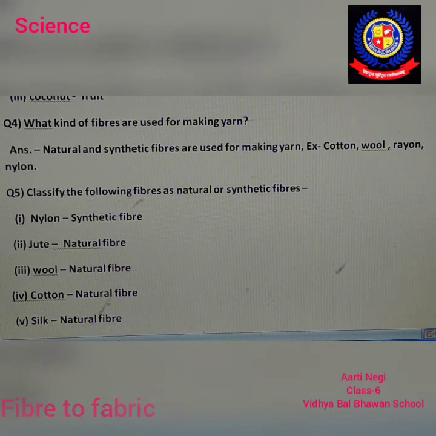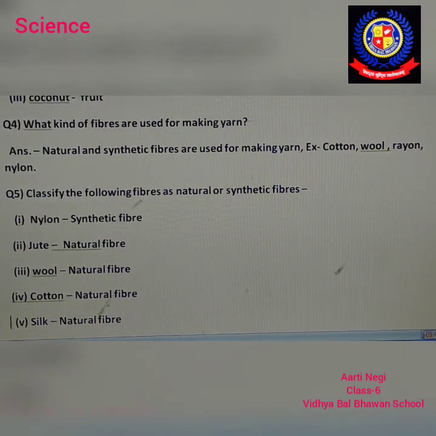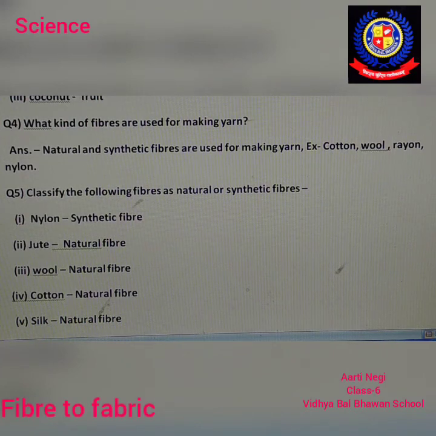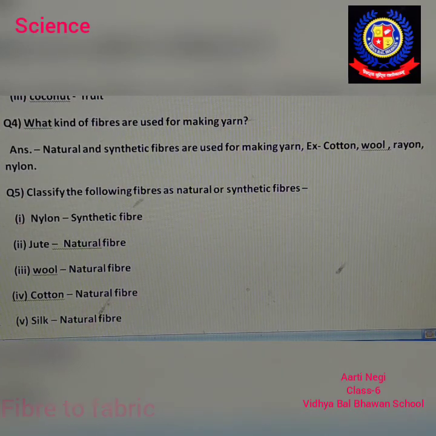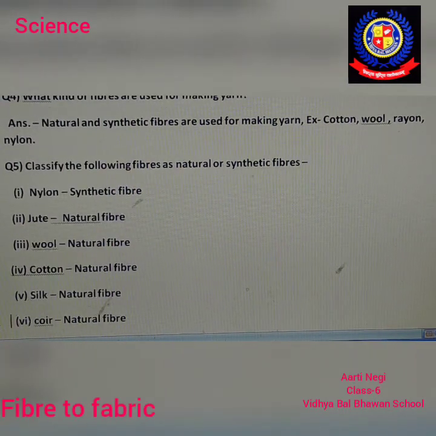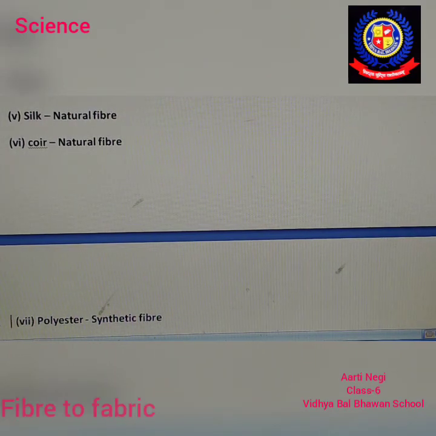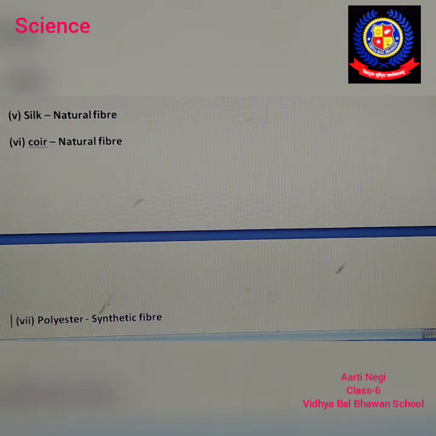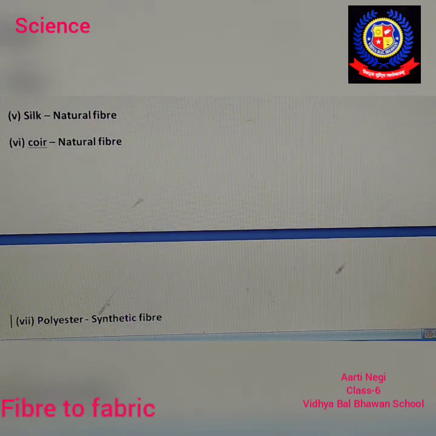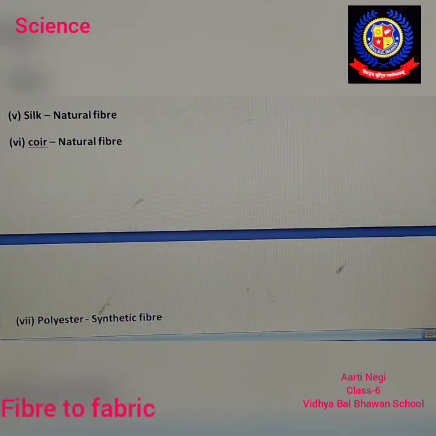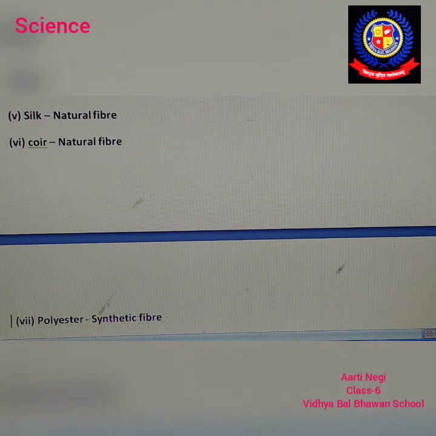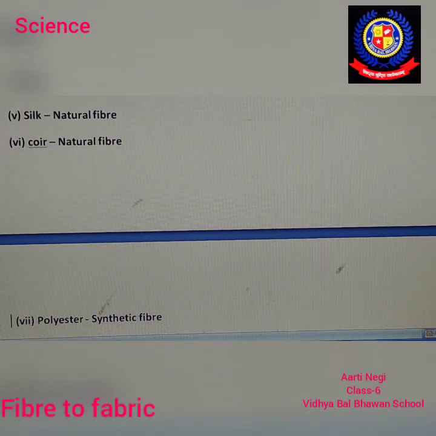Now next one is cotton. Cotton is a natural fiber that we get from the cotton plant. Next one is silk. Silk again is a natural fiber because we get silk from the silkworm. Now the last one is coir. Coir we get from the coconut plant, so that is why it is called a natural fiber.